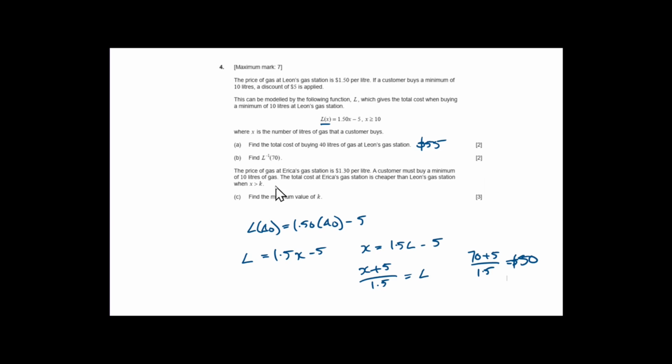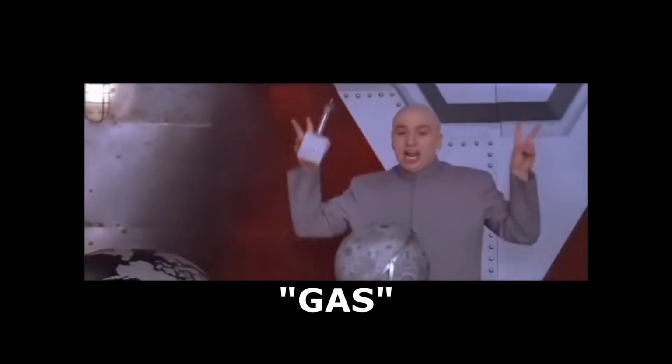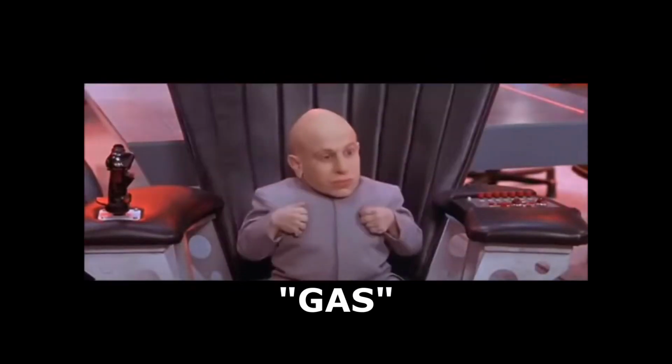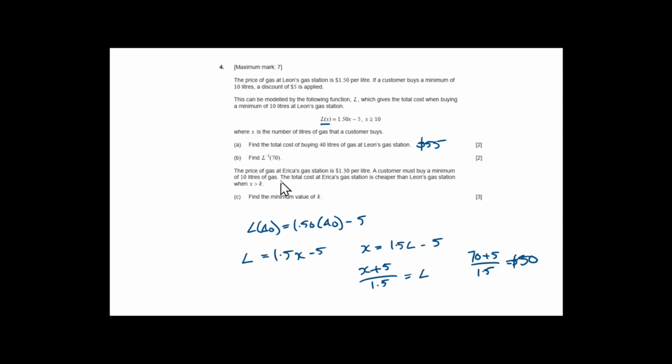Yes, okay. So the price of gas at Erica's gas station is $1.30 per litre. Looky here. A customer must buy a minimum of 10 litres of gas. Well, if it's a liquid though, why do they call it a gas? Okay. The total cost at Erica's gas station is cheaper than Leon's gas station when X is greater than K. Find the minimum value of K.